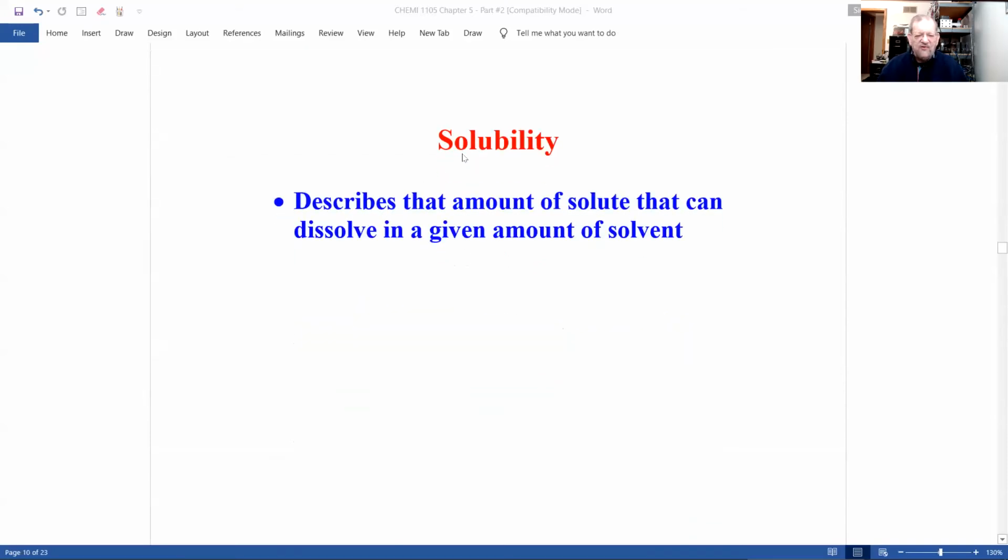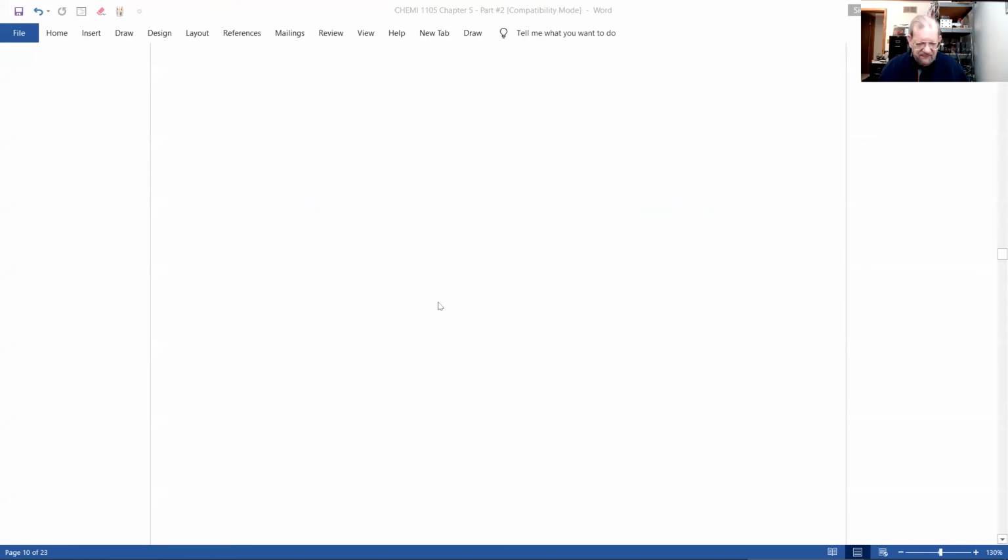When we talk about solutions, an important concept is solubility. And that describes the amount of solute. Remember, solute is the component or components of a solution that are present in lesser amounts than the solvent, which is present in the greatest amount. So solubility tells you the amount of solute that can dissolve in a given amount of solvent.